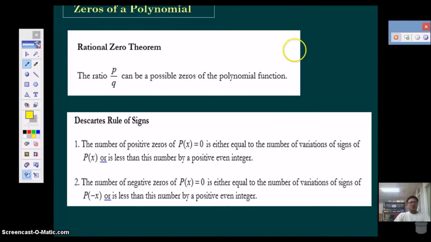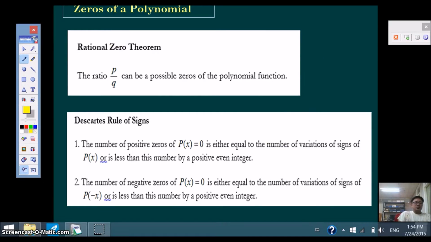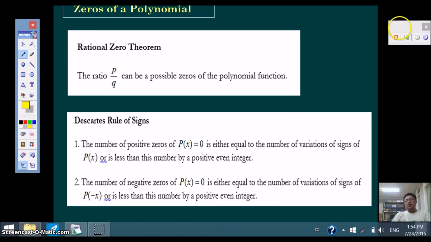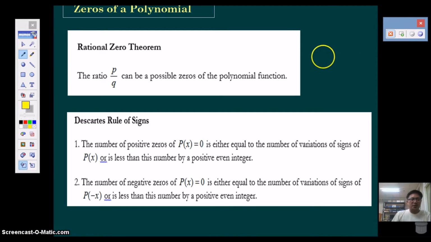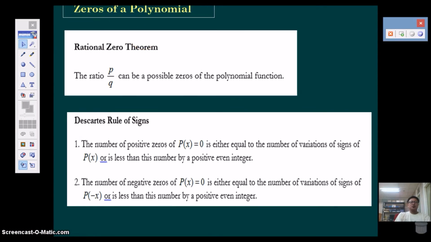Good day, seniors. In this video lesson we will study zeros of a polynomial. Meaning, we will find all the values of x that will make a polynomial equal to 0. Before that, we need these two theorems to help us in finding the zeros.